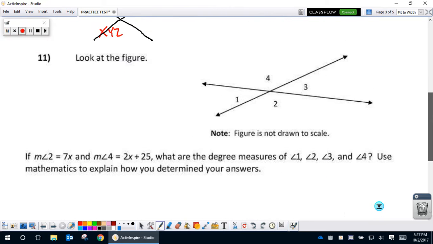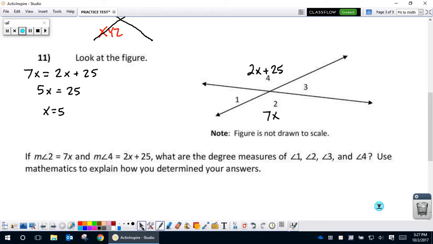Moving on to number 11, you have another picture. They're giving you information, so let's label it. So 7x and 2x plus 25. They want to know the measure of all those angles. The first thing you need to recognize is that they are vertical angles, so they are equal. So that would be 5x equals 25. So x is 5, but that's great, but look, they want the measure of all these angles.